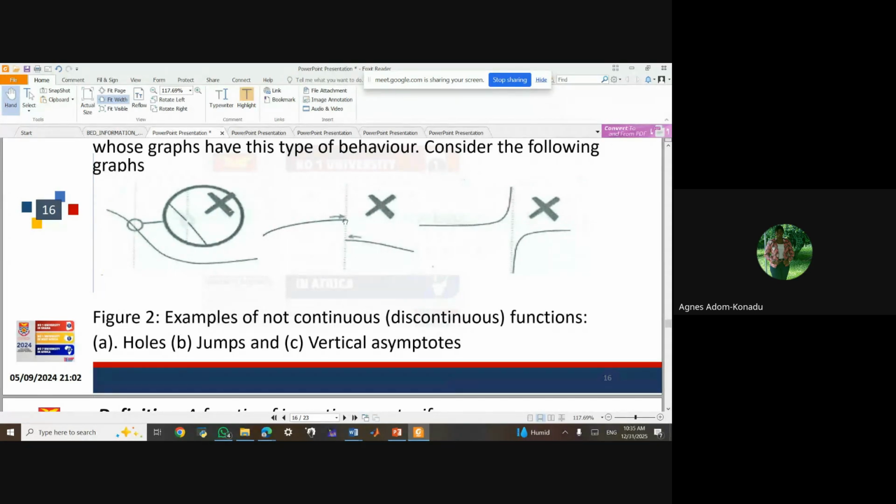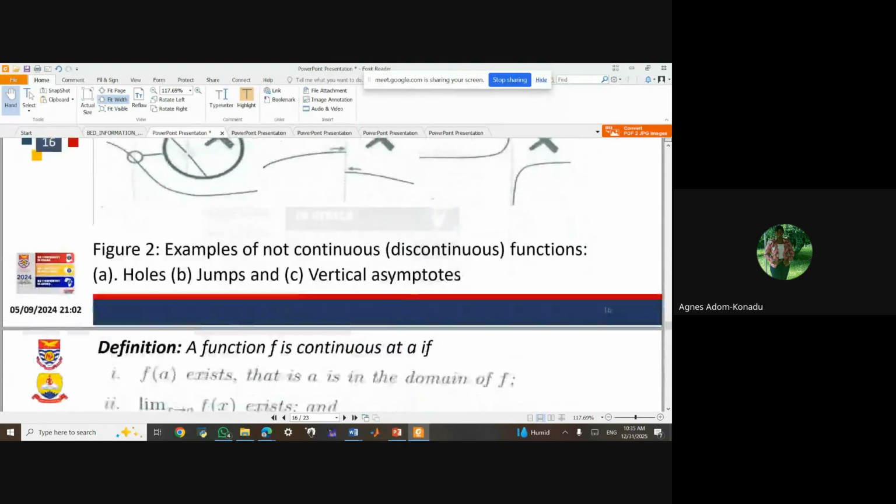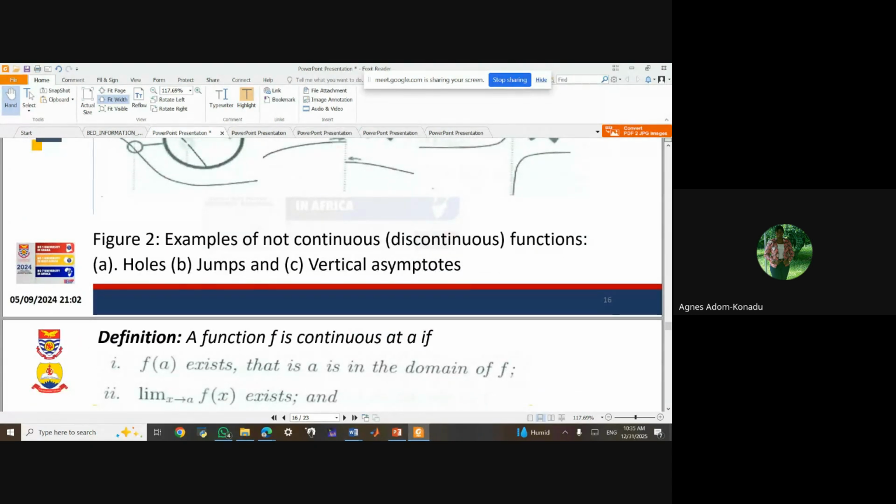And then we have something like this. This kind of discontinuity, we call it a jump. And then we have something like this. We call this kind of discontinuity a vertical asymptote. You can read on different types of discontinuity. So we can talk about hole, jump, and asymptotes. This is when you are given the graph. When you are given the graph, you can say whether it is continuous or not.